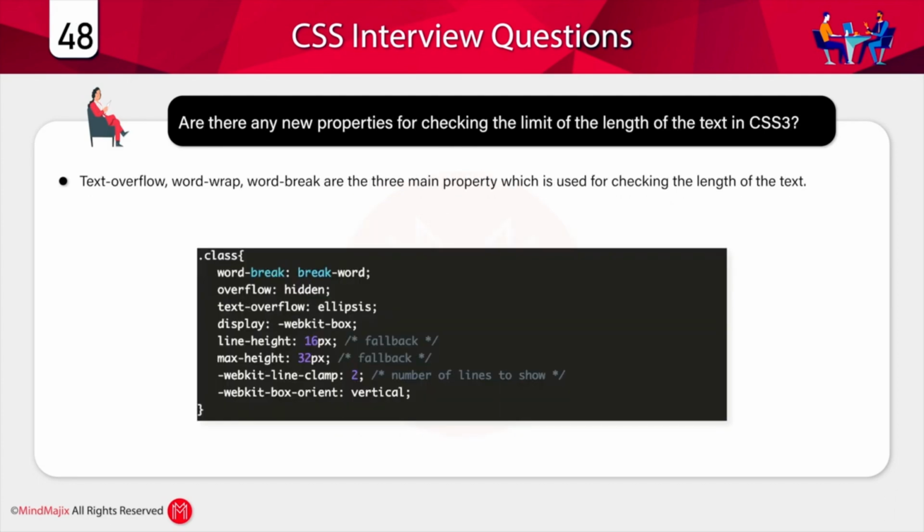Are there any new properties for checking the limit of the length of the text in CSS3? Text-overflow, word-wrap, and word-break are the three main properties used for checking the length of the text.